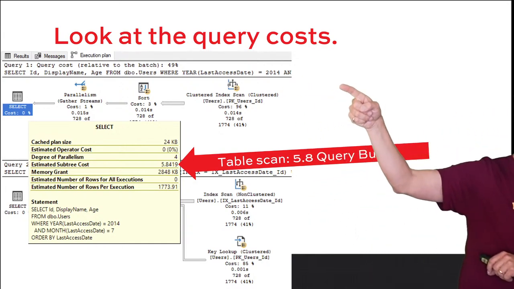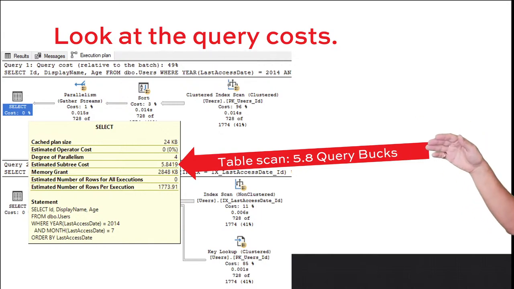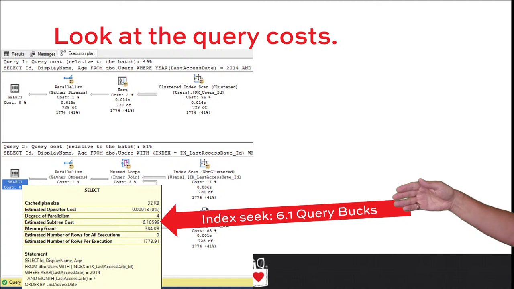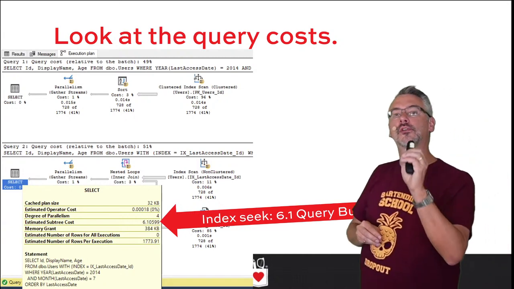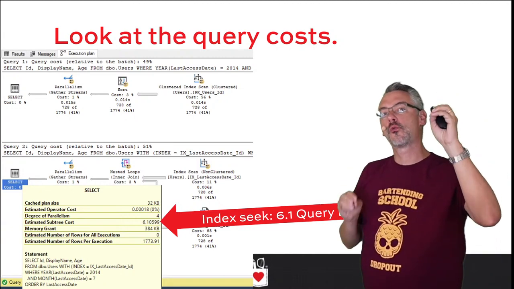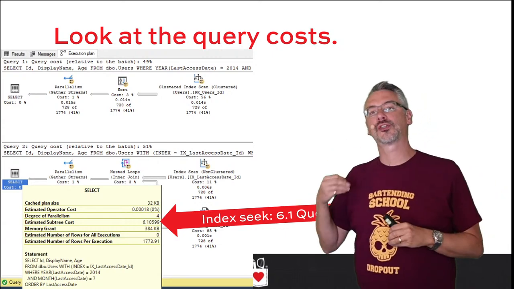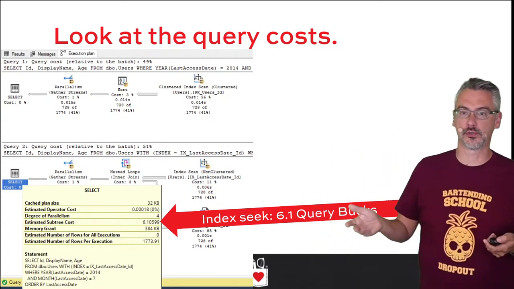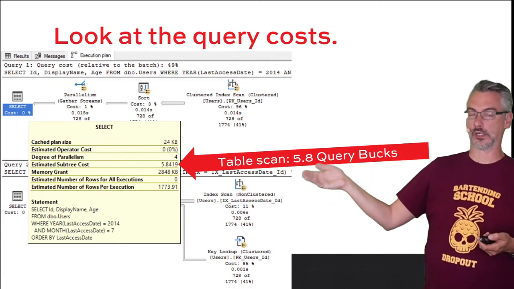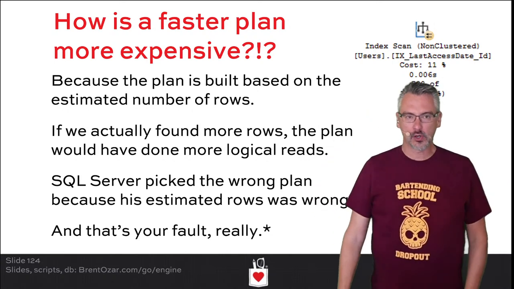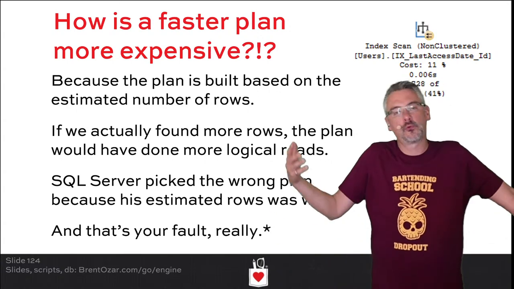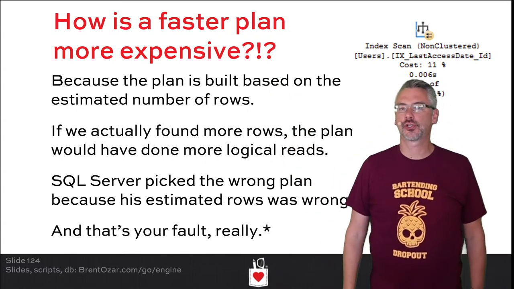Here, when SQL Server chose, it chose the table scan, and the estimated query cost was 5.8 query bucks. When I gave it a hint, and I said, I want you to use the index, the query cost was higher. Remember how I said earlier, SQL Server will generally choose the query plan with the lowest cost. Here, SQL Server looks between those two and says, hey, look, clearly this one is less query bucks. This is the one that I should use. So how is a query that's slower cheaper? How is a query that's faster more expensive in terms of query bucks?